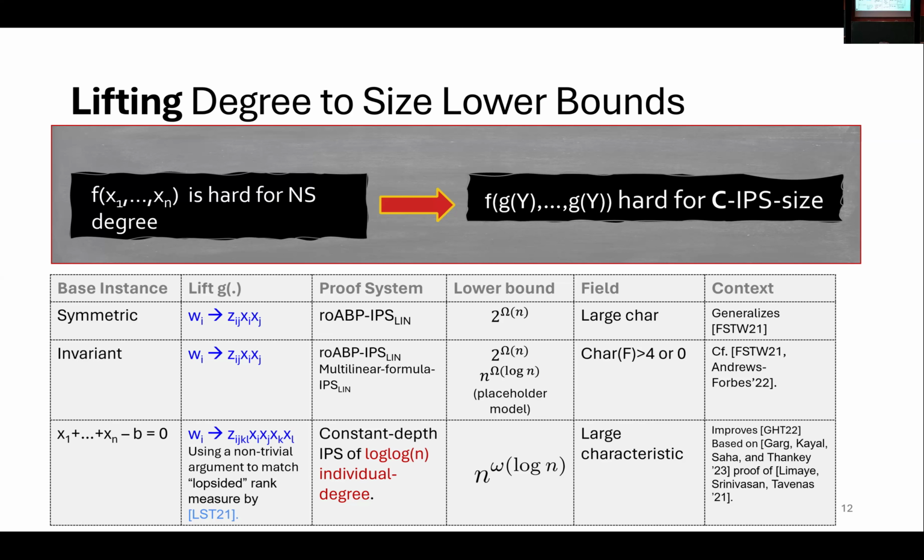And I plug in this and it becomes hard for CIPS. CIPS is IPS where C is some circuit class, constant depth, for instance. Actually, it should be Lin also. Never mind. You mean that variables Y, they're still different? They should be disjoint here, Y1, Y2. Yes, yes. Maybe I should write it.